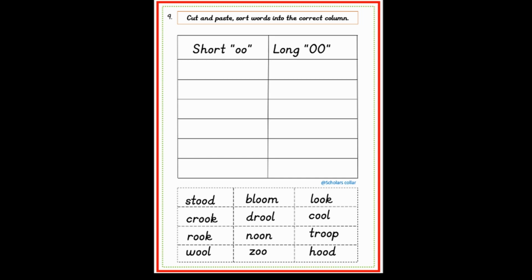Same way, rook, that word sounds like crook. That is short. Noon is long. Troop is long. Hood is short. Zoo is long. And wool is short.